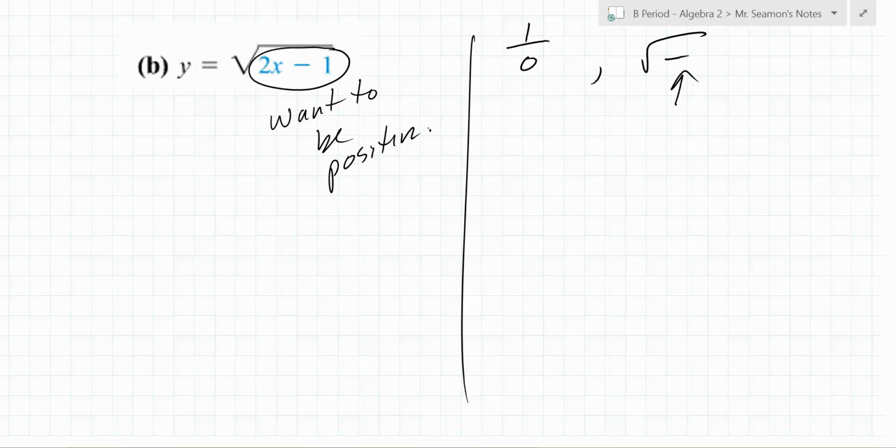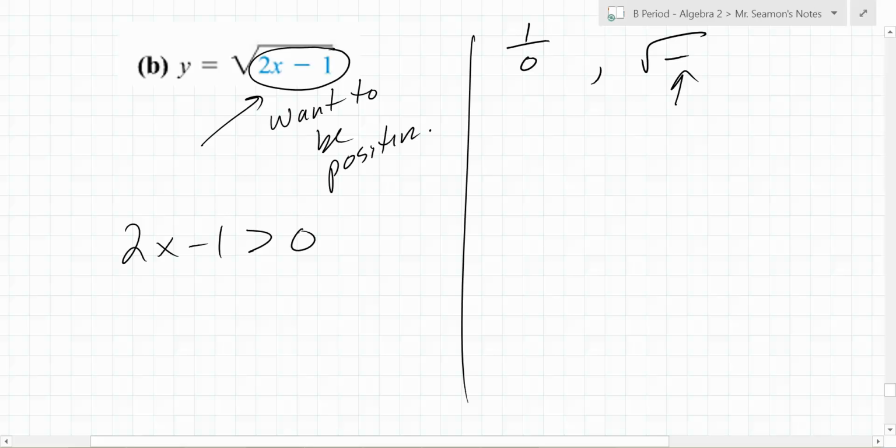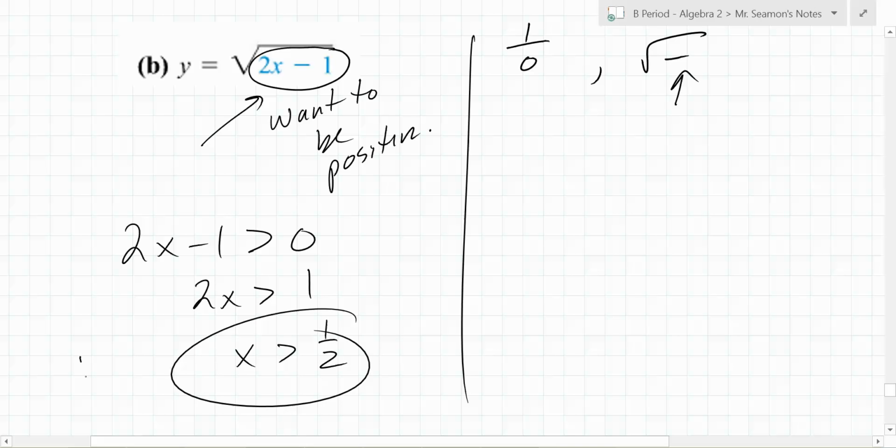Can someone tell me what the inequality is that we need to solve? If I want to know when this is positive, what inequality do I need to solve, Sarah? We want to know when 2x minus 1 is positive. What's another way of saying positive? Greater than 0. Now what do we do to both sides? 2x is greater than 1. X is greater than 1 half. This right here is the domain.